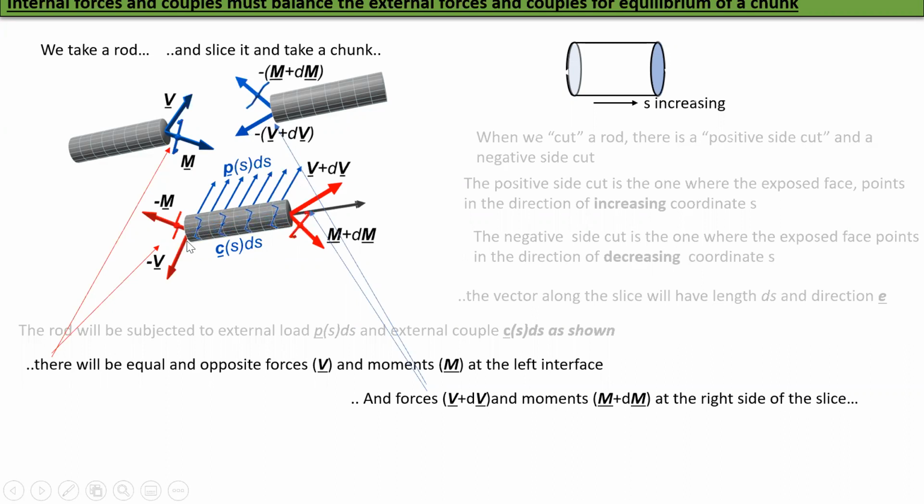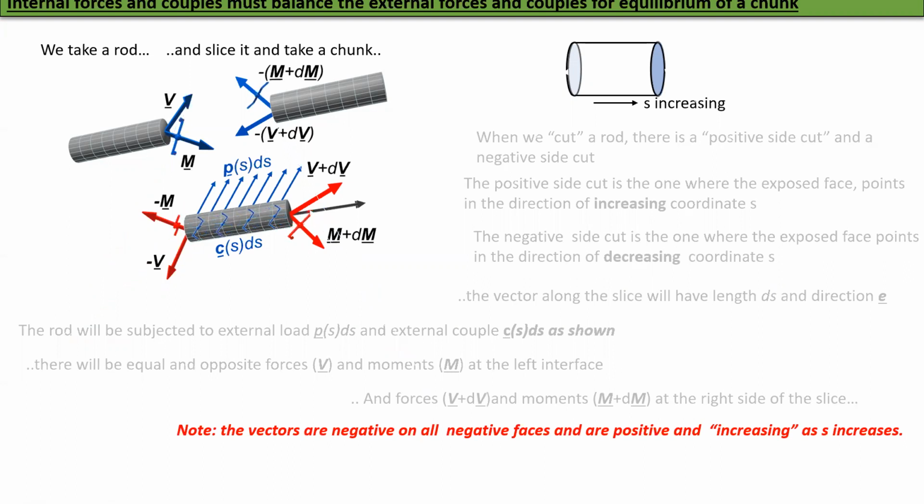Same way on the negative face, it will be called minus M and minus V. And on the positive face here, it will be M and V. So notice that this is also due to Newton's third law. Okay. So now our chunk has red arrows and blue arrows. Red arrows are the internal forces. Blue arrows are the external forces.